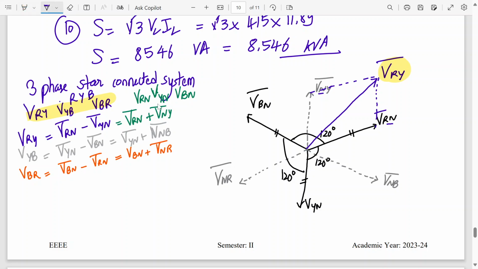Are you understanding? Similarly, VYB. VYB is a combination of VYN and VNB. So it will come somewhere across here. Law of parallelogram: draw parallel lines to this and complete it. This will be VYB. So this is another line voltage. The last line voltage you must have guessed. VBR is how much? VBN is over here, and VNR. So it will come somewhere close to this.